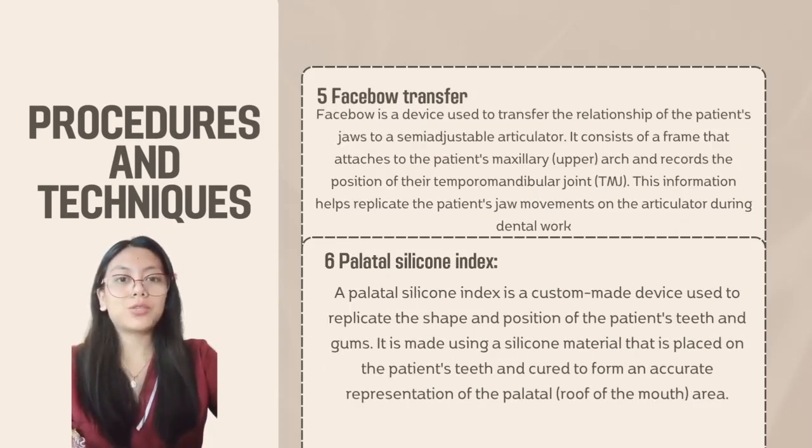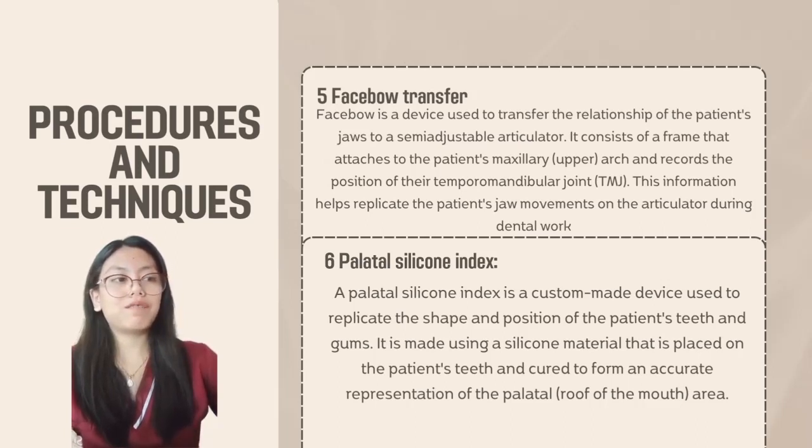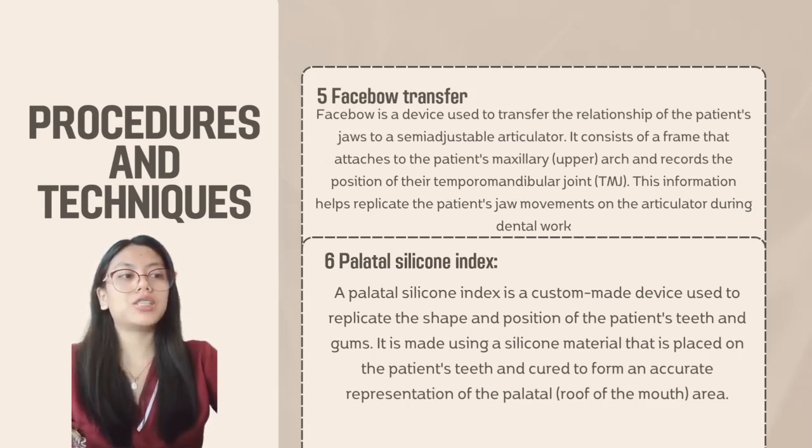Fifth, face bow transfer. A face bow is a device used to transfer the relationship of the patient's jaws to a semi-adjustable articulator. It consists of a frame that attaches to the patient's maxillary arch and records the position of their TMJ. This information helps replicate the patient's jaw movements on the articulator during dental work.